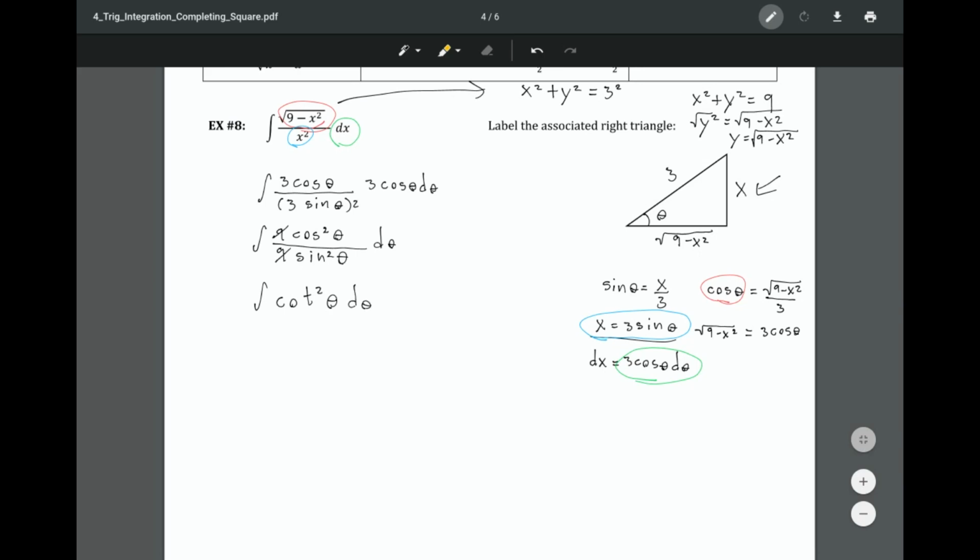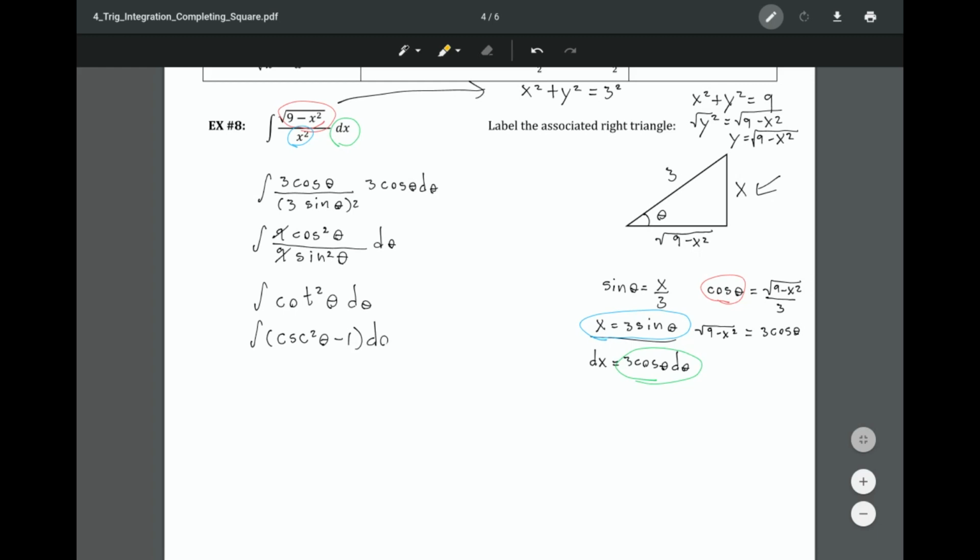Now, once you get to this, then you are basically free to try another method. Now, it will require some work. So, for example, I don't know what the cotangent squared of theta is, but what I do know is I can use a trig identity, specifically a Pythagorean trig identity.